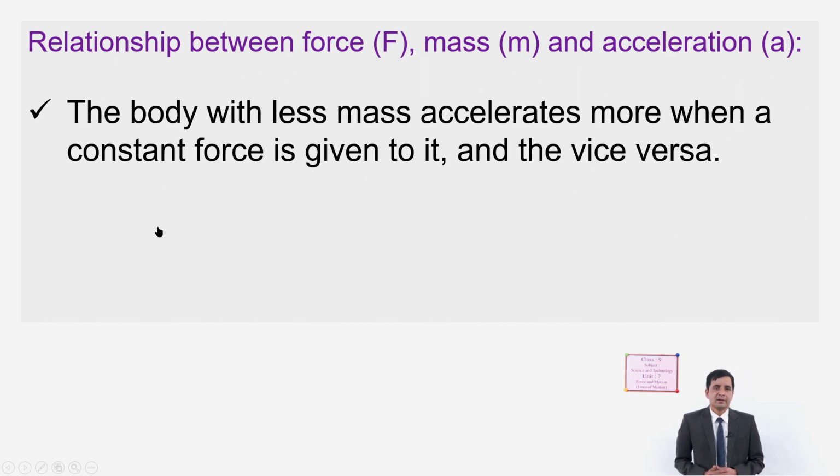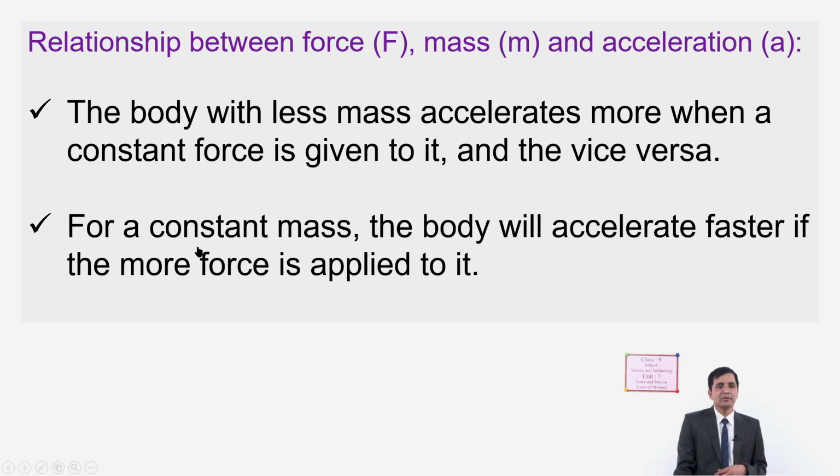So, as a whole, the result of this activity can be concluded in two sentences. Look here, the body with the less mass accelerates more when a constant force is given to it. Constant means an equal magnitude of force is given to it. The body with less mass accelerates more or faster, and vice versa: if the mass of the body is more and we apply the constant force to the body, then the body accelerates less.